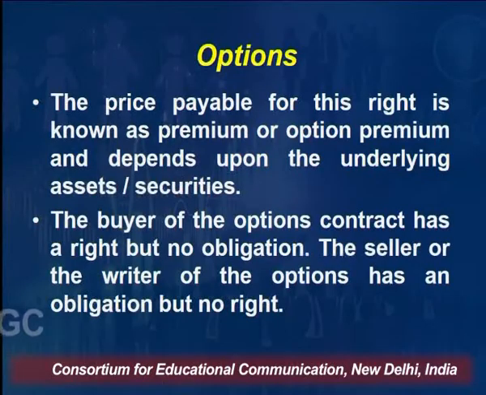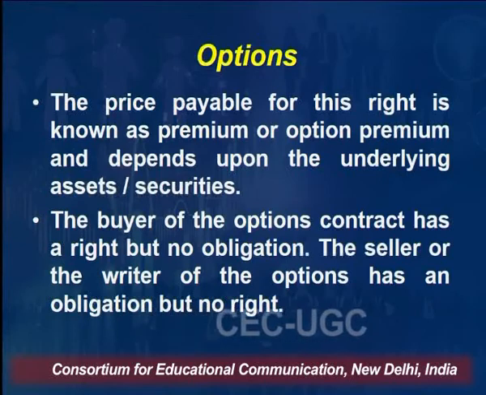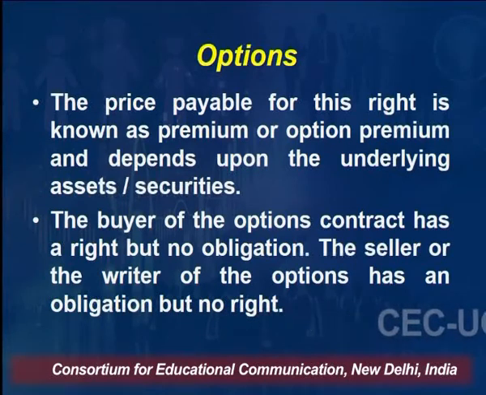So the buyer of the option contract has a right but no obligation. As I said just now, the buyer has a right, no obligation. When I say no obligation, it is up to the buyer whether to get the contract fulfilled or let it lapse. If it is beneficial for the buyer to get the contract fulfilled, then the buyer will ask the seller, or insist, to get the contract executed. Otherwise, the contract will lapse automatically after the expiry date.